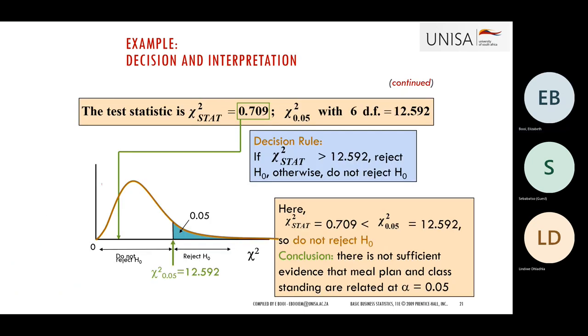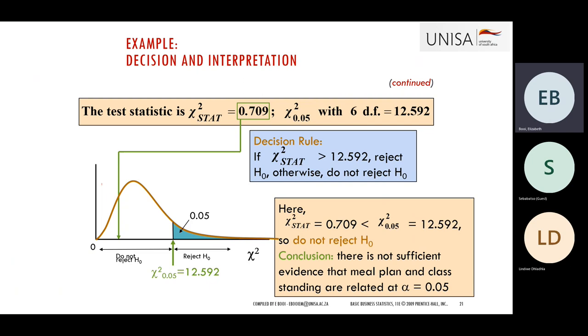So we can say in our decision, the test statistic of 0.709 is less than our critical value of 12.6. So we do not reject the null hypothesis because it falls in the do not reject area. And we can conclude that there is not sufficient evidence that the meal plan and the class standing are related at alpha of 0.05. And that's how you make a decision. Easy, right? Or more complex?